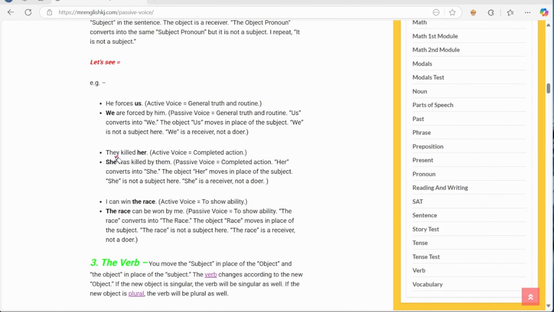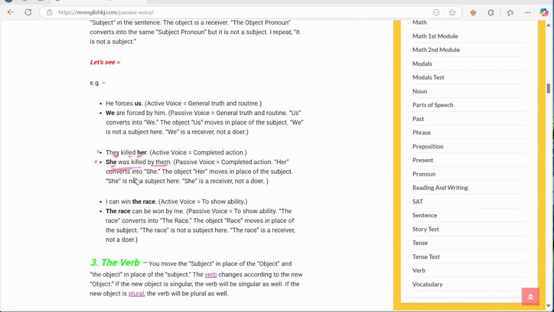Now there are more. They killed her. So they are the responsible one. She was killed. Same thing. In both sentences, she was killed. Okay? She died. But here we are putting blame on people. They. Here, if we don't mention them, there are tons of reasons not to mention them.